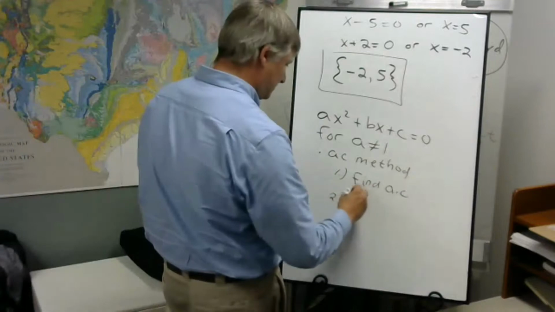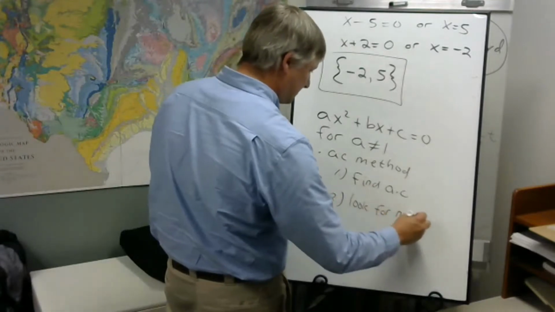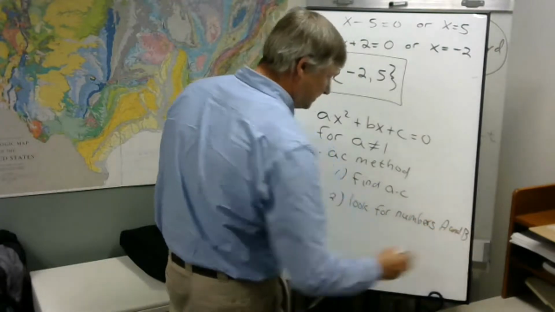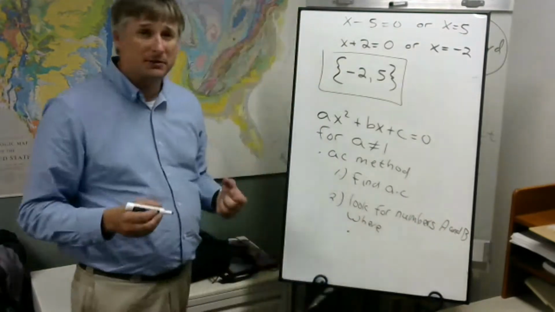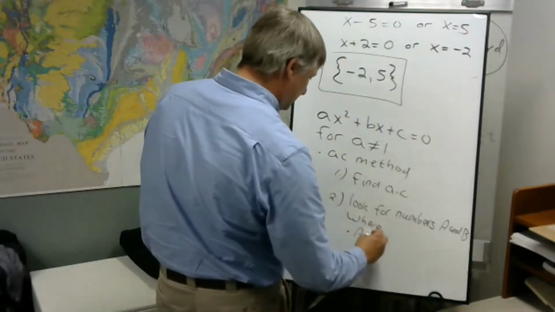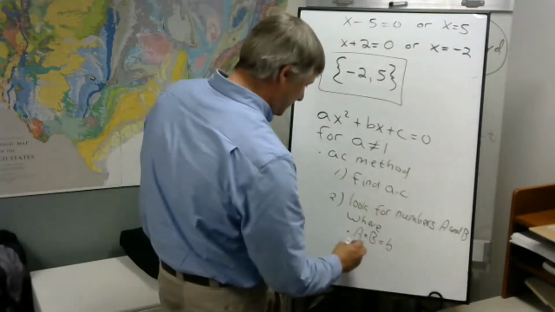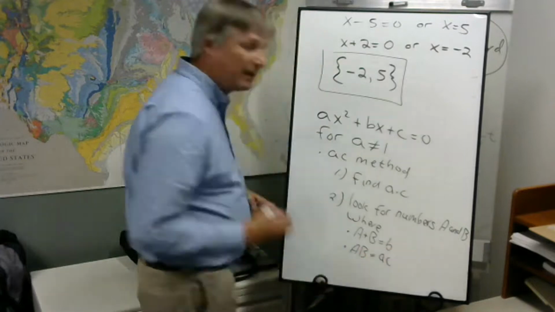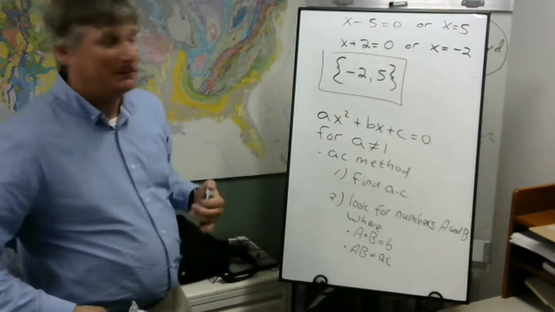Then we look for numbers, capital A and capital B, where there's two things that A and B need to do, these capitals. A plus B is lowercase b. And A times B is equal to that product, AC. So let's do an example.